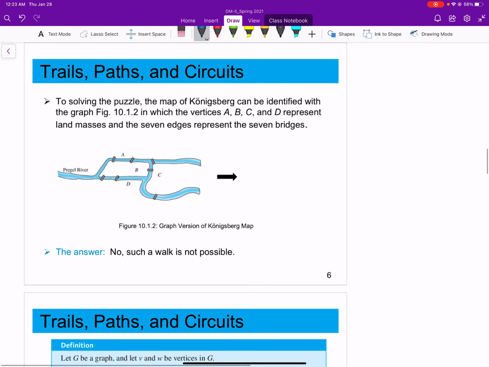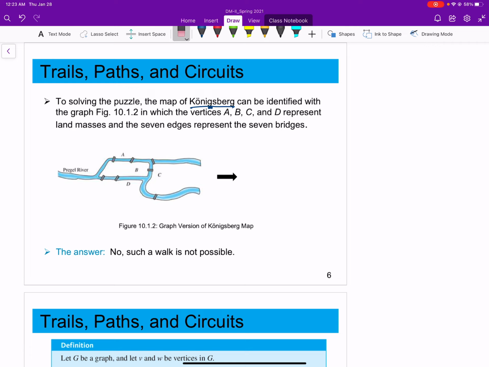To solve the puzzle, the Königsberg bridge problem can be identified with the graph in figure 10.1.2, in which the vertices A, B, C, and D represent land masses and the 7 edges represent the 7 bridges. Okay, now we are going to put this into a graph.